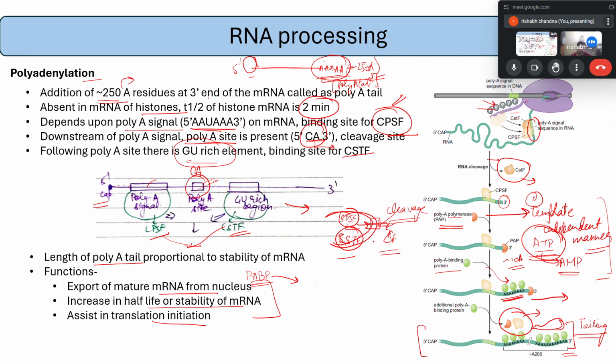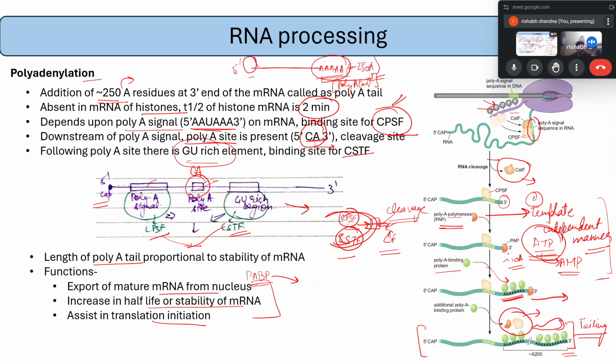Okay, so this happens, then the CSTF is released. First the cleavage happens, then CSTF is released, then the polymerase adds on to this particular RNA chain. This polymerase is template independent, it doesn't require any template to add the nucleotides, and it uses ATP and incorporates AMP to the running mRNA chain.